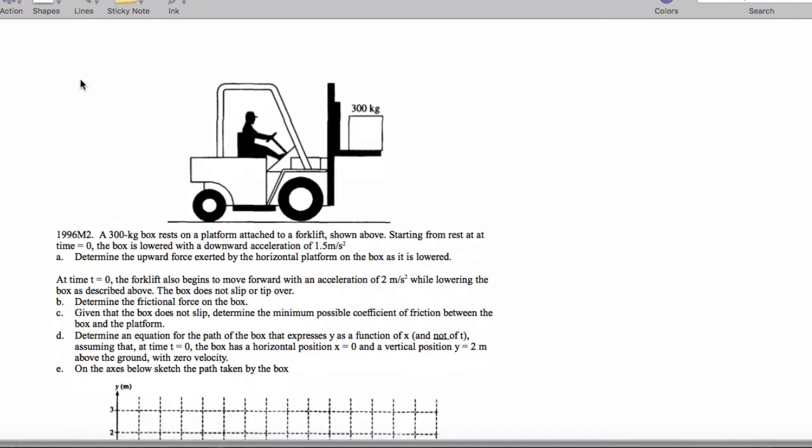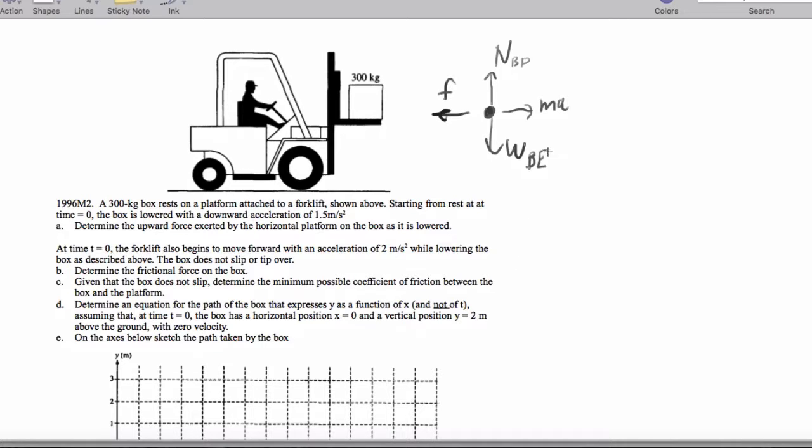So we want to determine the frictional force on this box. Let's draw a free body diagram. So we have the normal force on the box due to the platform. We have the weight of the box due to the earth. And the idea here is that we have sort of an acceleration force and then a friction force opposing that. And we want to determine the frictional force on the box.